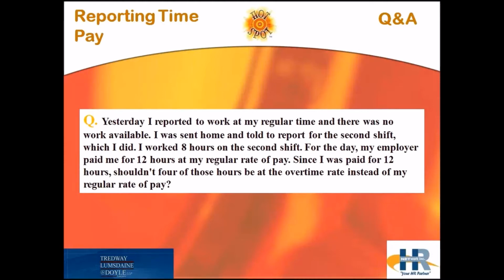Okay, next. Yesterday, I reported to work at my regular time and there was no work available. I was sent home and told to report for the second shift, which I did. I worked 8 hours on the second shift. For the day, my employer paid me 12 hours of regular pay. Since I was paid for 12 hours, shouldn't 4 of these hours be at the overtime rate instead of the regular rate? That would be a common question an employee in this situation might give you. But the answer is no, the employee was paid correctly.